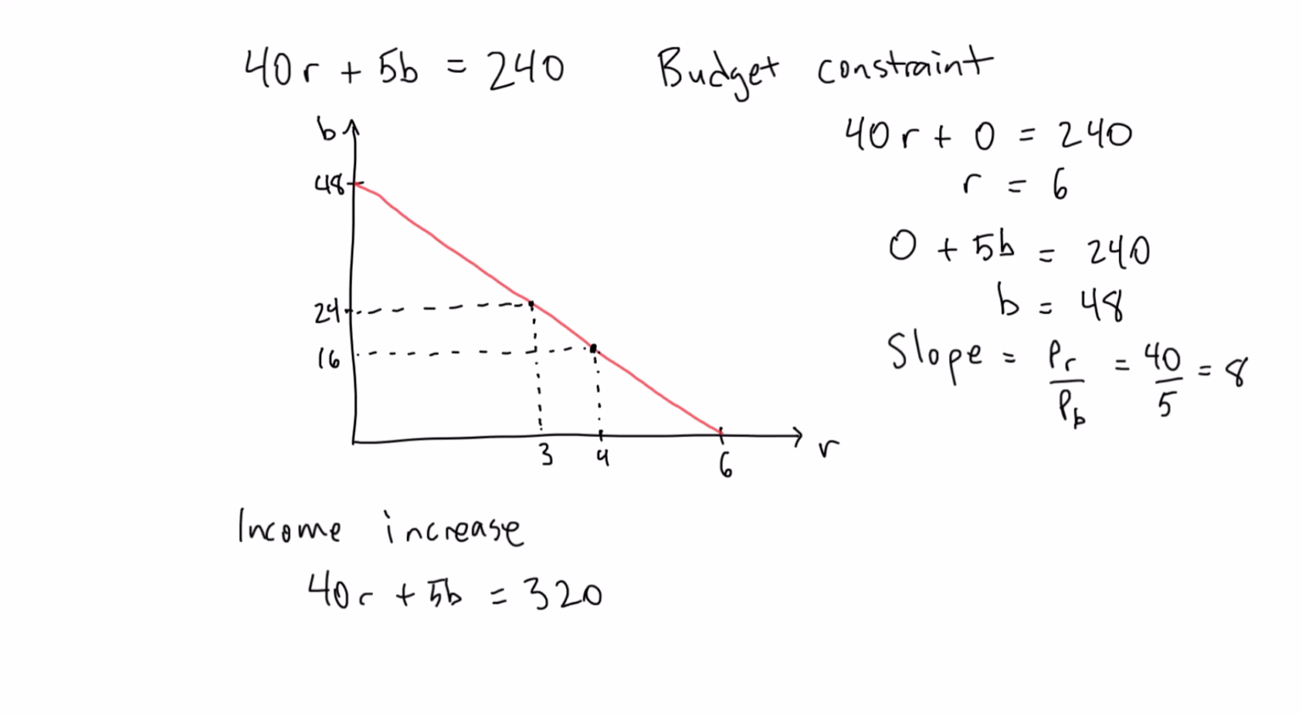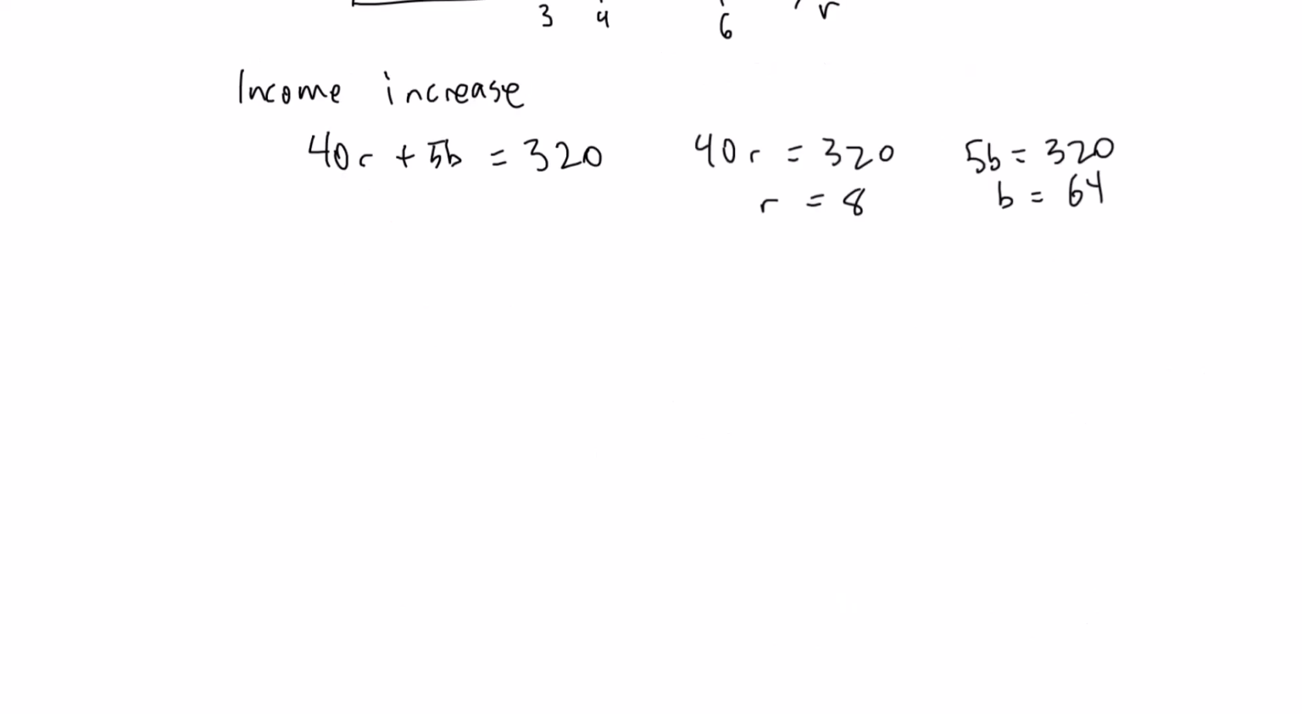To figure out the intercepts, we can do the same thing as before. For the rum intercept, 40R equals 320. Divide both sides by 40, and we get R equals 8. For the B intercept, 5B equals 320. Divide both sides by 5, we get B equals 64. Let's draw the graph.